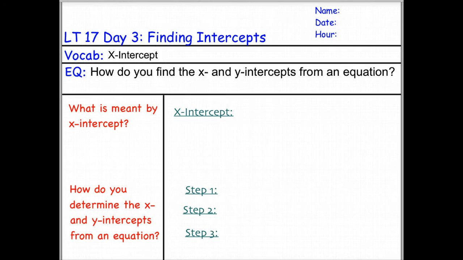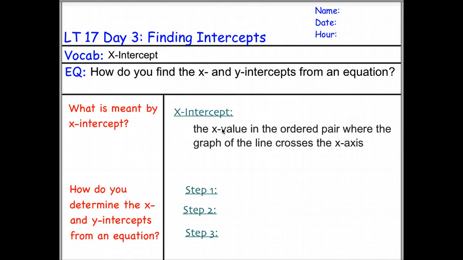So this is it. We reached Learning Target 17, Day 3. And we're talking about finding x-intercepts. But in order to do that, we need to figure out what an x-intercept is. It's the x value in the ordered pair where the graph of the line crosses the x-axis. So I'll draw you a picture here.